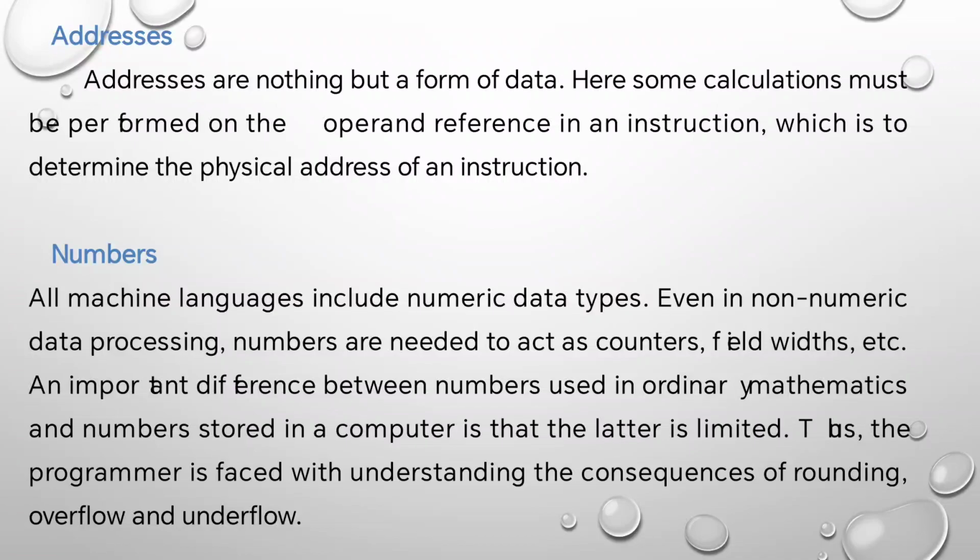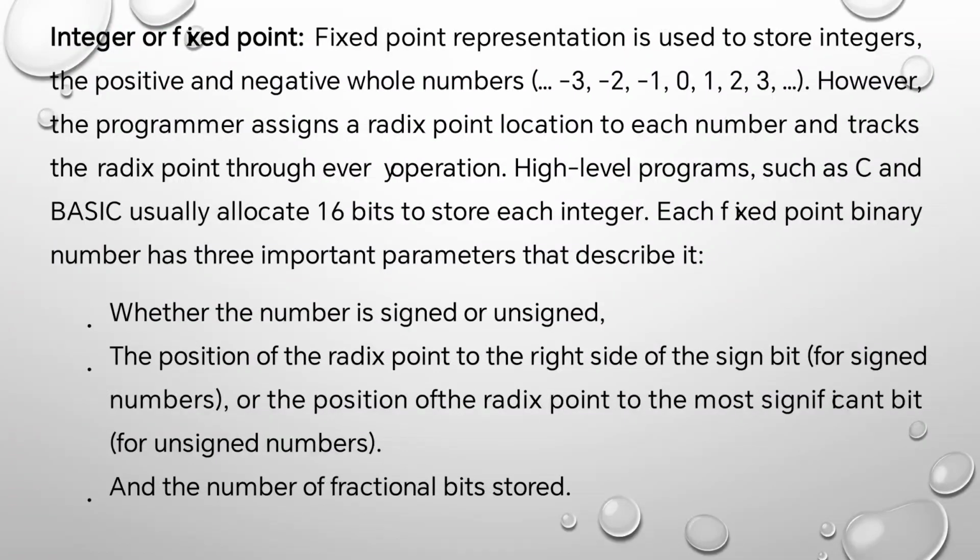Numbers. All machine languages include numeric data types. Even in non-numeric data processing, numbers are needed to act as counters, fields, width, etc. An important difference between numbers used in ordinary mathematics and numbers stored in the computer is that the latter is limited. Thus, the programmer is faced with understanding the consequence of rounding, overflow, and underflow.